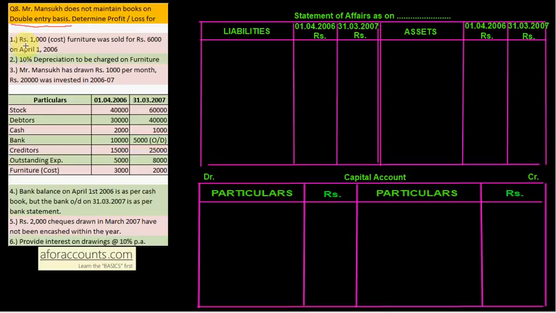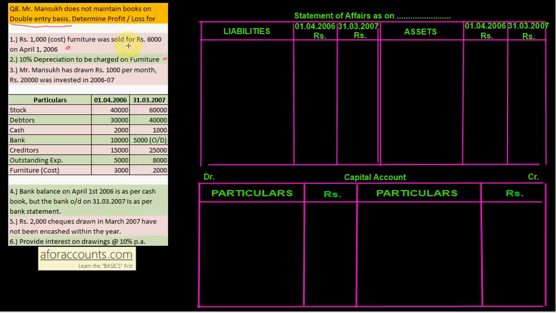Rupees 1000 cost furniture was sold for rupees 6000 on 1st April 2006. Cost is 1000 and sold the furniture for 6000. Profit will be on sales, that you just remember and mark it. 10% depreciation to be charged on furniture. Okay, 10% depreciation has to be charged on furniture.